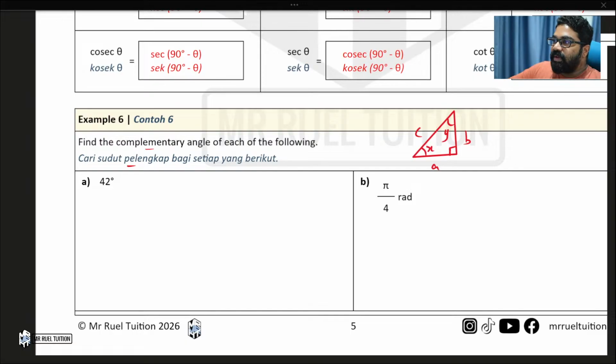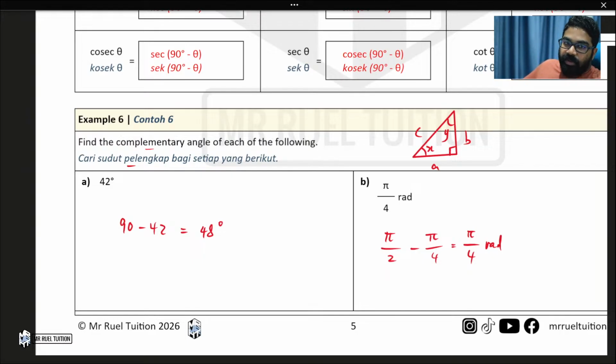So this one, 42. How to find the complementary? Senang. 90 minus 42. Complementary angle will be 48 darjah. Finish. Okay. What's the complementary angle of pi over 4 radian? Pi per 4 radian, sudut pelengkap dia kita kena buat pi per 2 tolak. Pi over 2 minus pi over 4. So, pi per 4 lah. Pi over 4 radian. Got it?